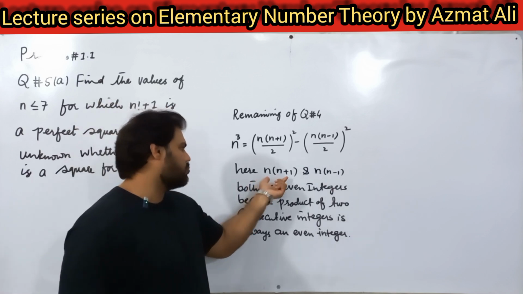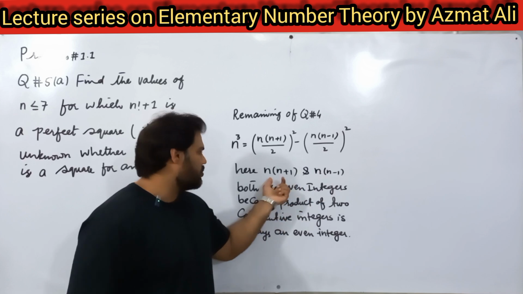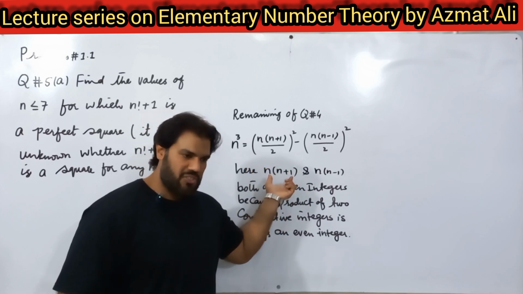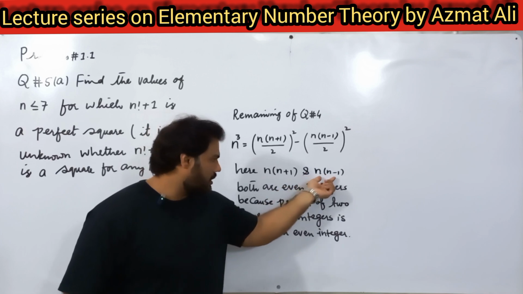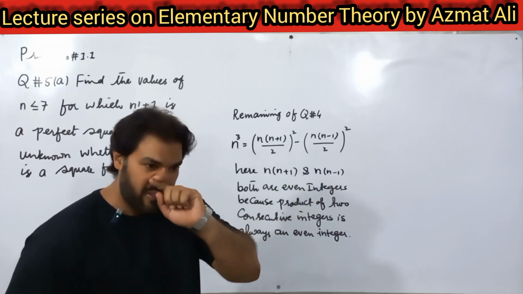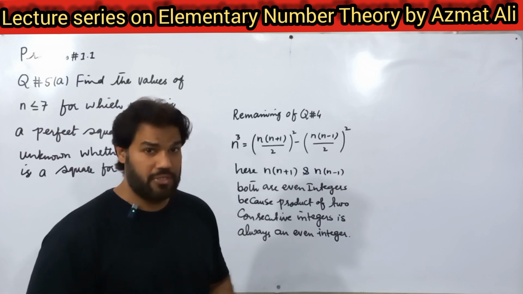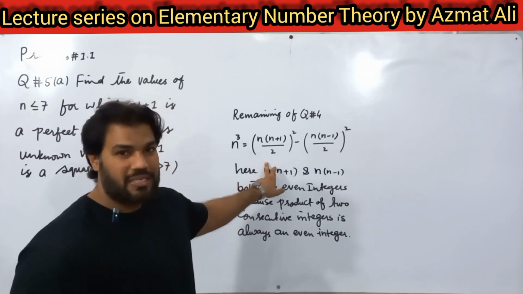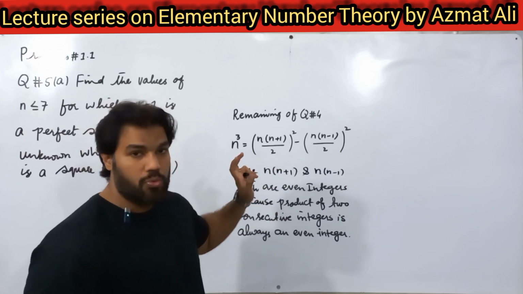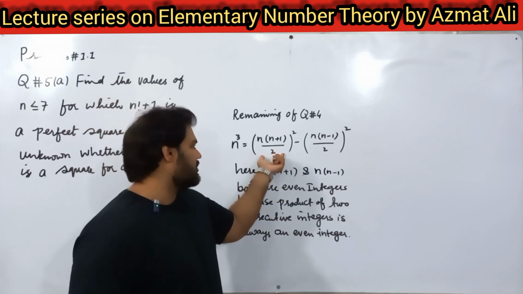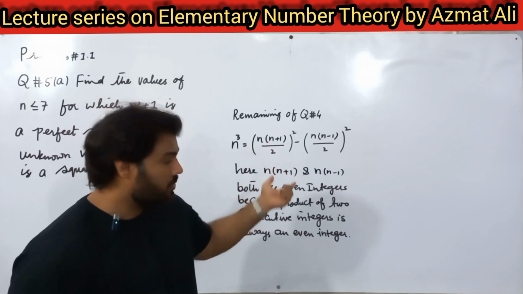So you can write these two are also consecutive integers. n into n plus 1 is the product of two consecutive integers, and these are also two consecutive integers. So their product obviously is an even integer that is consequently divided by 2, and in result the expression inside this bracket is an integer.